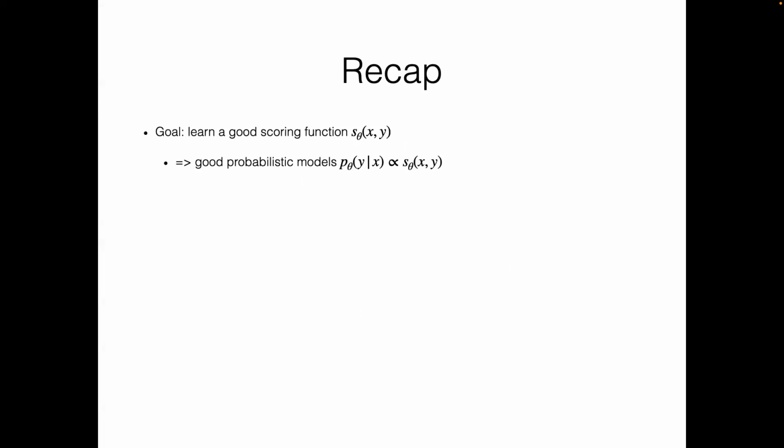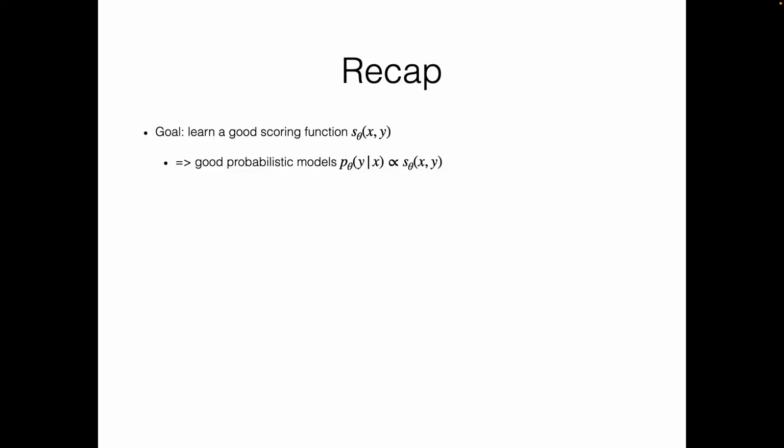I talked about this idea of learning the scoring function, something that can score the compatibility between an input X and an output Y. For example, X might be some sentence or some document, and then Y might be some class, like is this a positive movie review, is it a negative movie review, whatever you want.